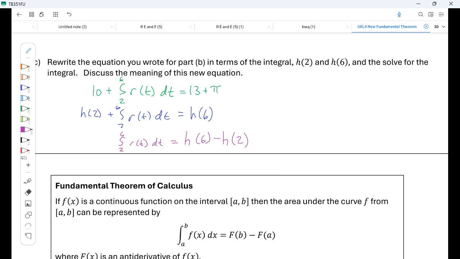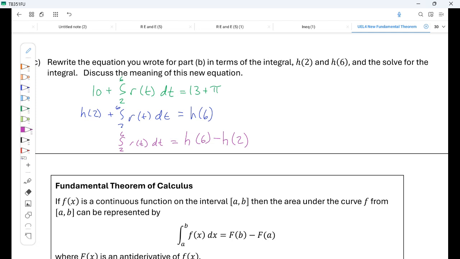So basically, yeah, I know the height at 6. I know the height at 2. When you subtract them, you figure out how much the change is between h of 6 and h of 2. So literally, what this is saying, which is the fundamental theorem of calculus, this is what an integral is. It actually tells us two things. The integral represents the change from the lower limit to the upper limit. How much change happened from the lower limit to the upper limit, and we find that by integrating the rate. And that is the fundamental theorem of calculus.